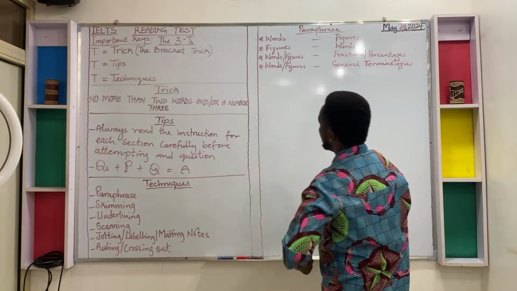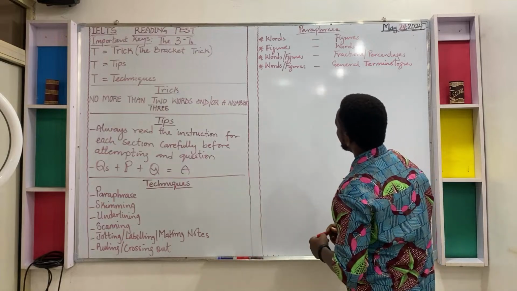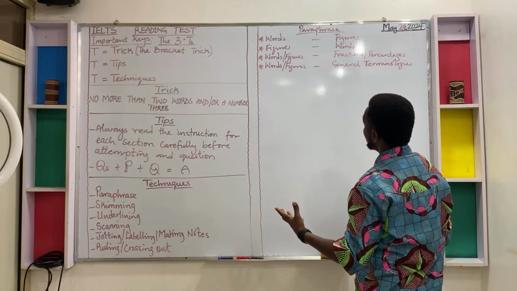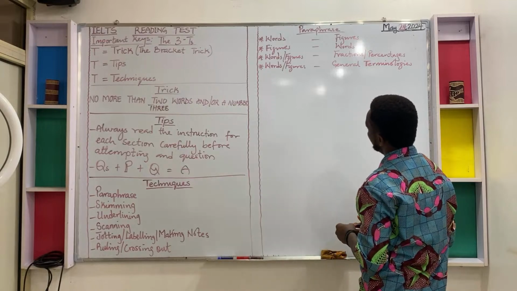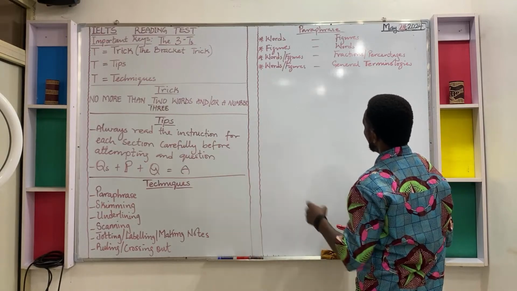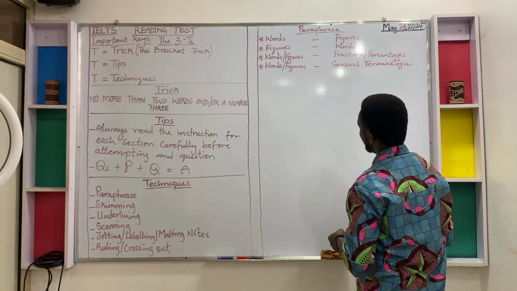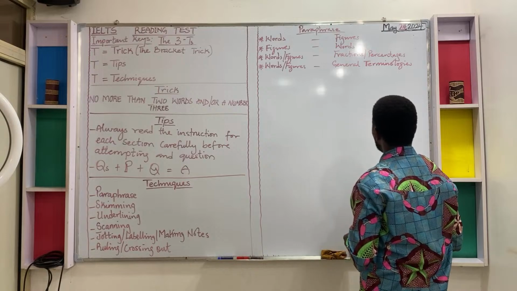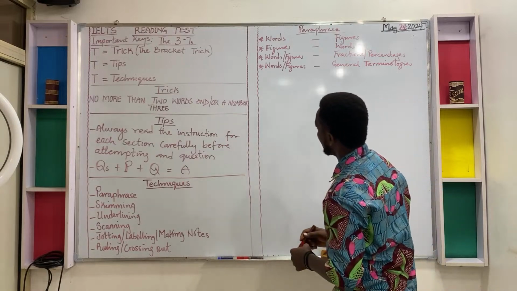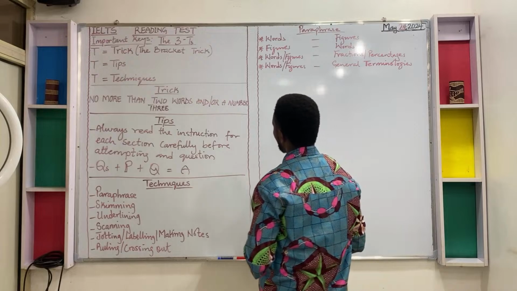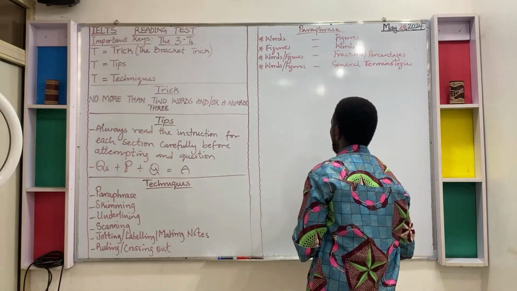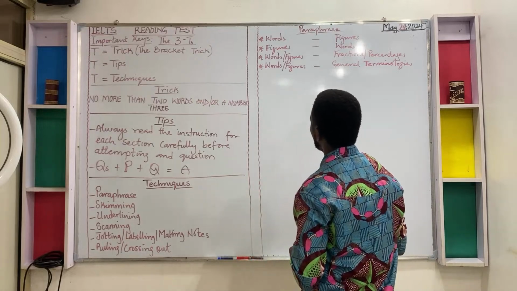Now paraphrasing in listening and reading tests moves from words to figures, or figures to words, or words or figures to fractions or percentages, or words or figures to general terminologies. So let's understand how all of these play out. The first is how words are being paraphrased to figures.